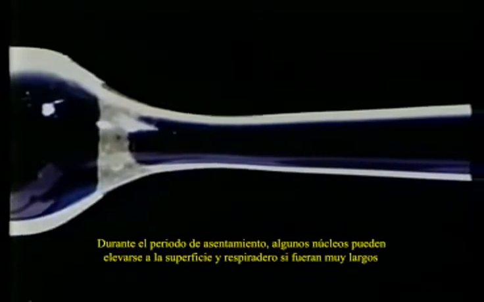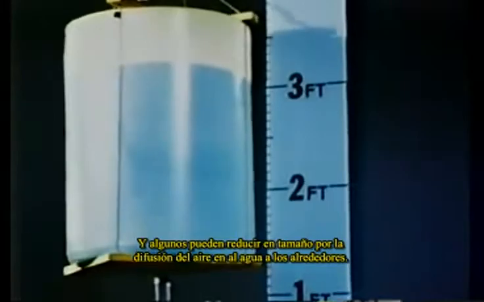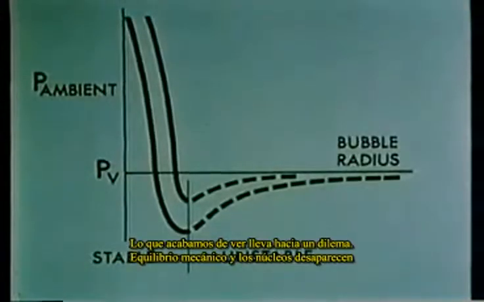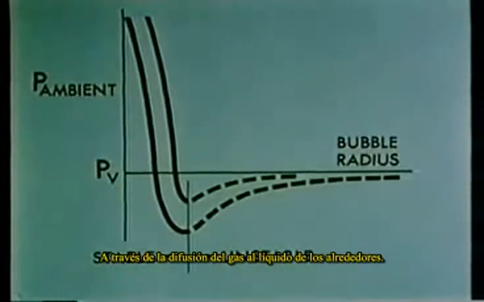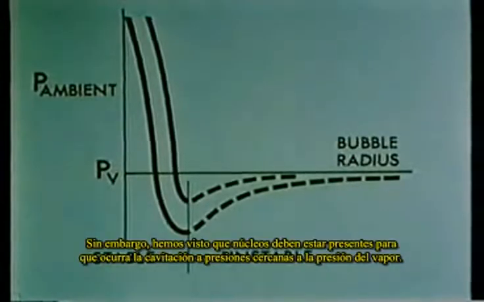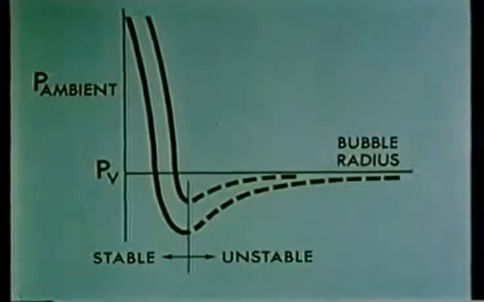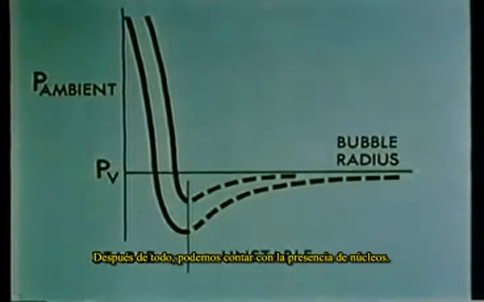During the settling period, some nuclei could rise to the surface and vent if they were very large, and some could decrease in size by diffusion of air into the surrounding water. Consequently, a greater pressure reduction was required to cause cavitation in that sample. What we have just seen leads to a dilemma. Nuclei in mechanical equilibrium disappear through diffusion of the gas into the surrounding liquid. Unstable nuclei cannot persist. Yet we have seen that nuclei must be present for cavitation to occur at pressures near vapor pressure. How then can we account for the persistence of nuclei?